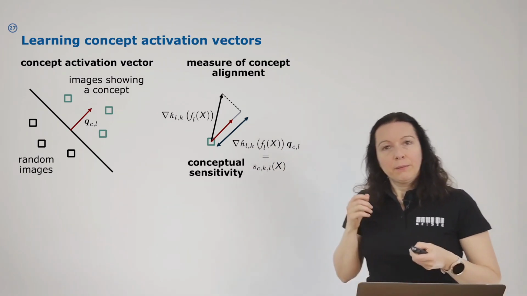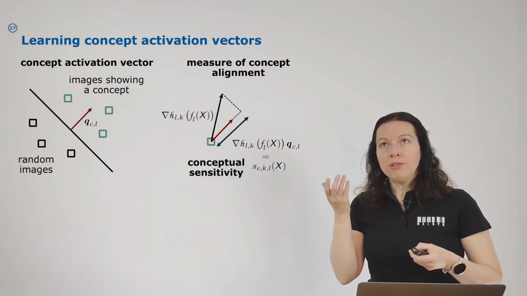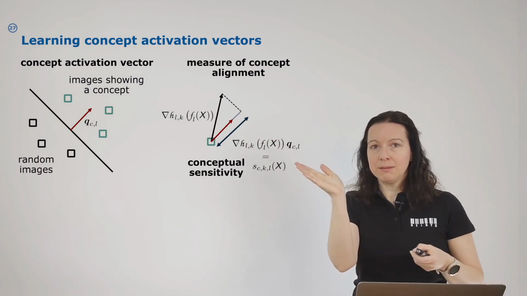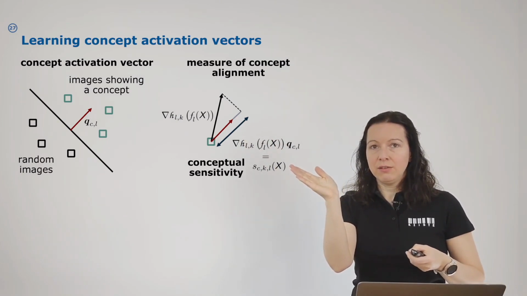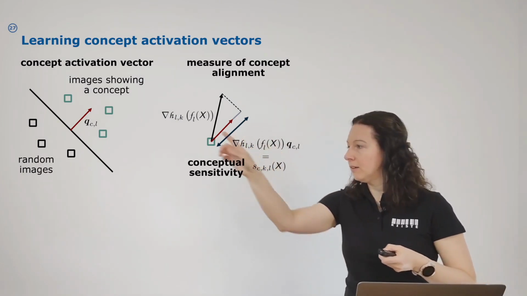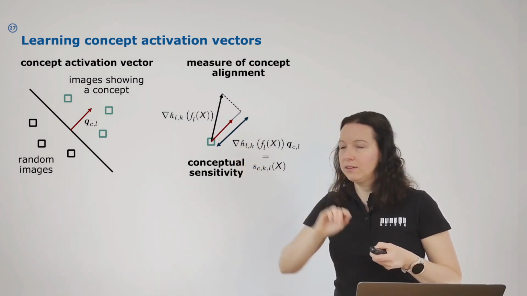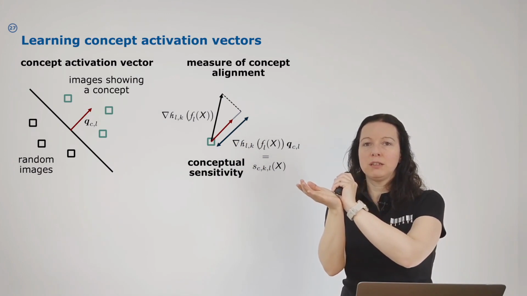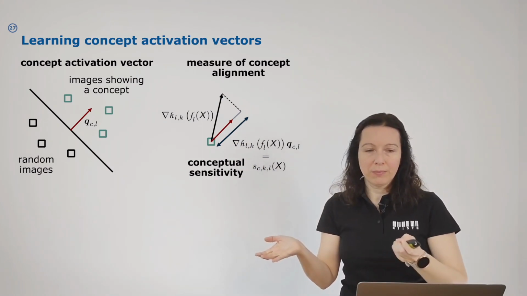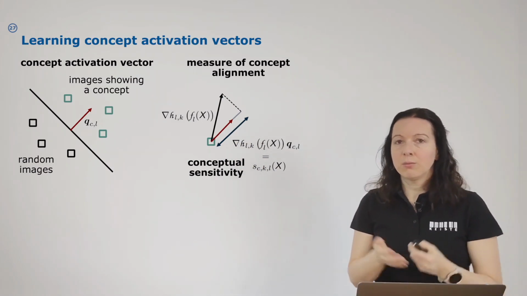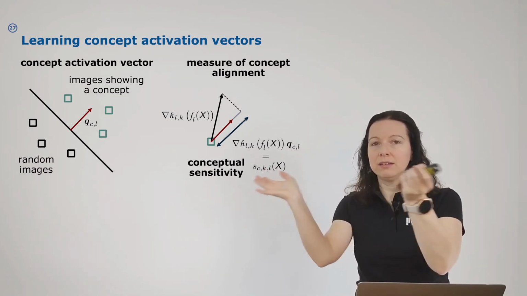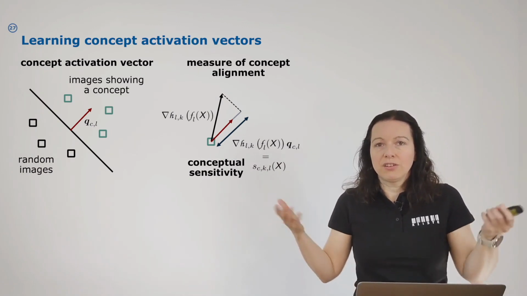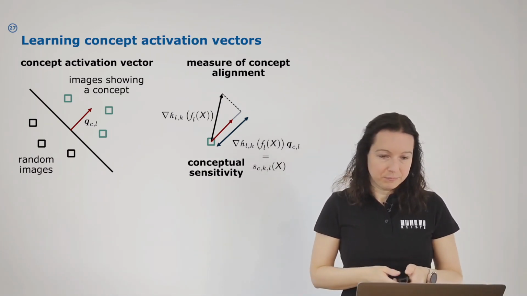And what you can also imagine is what happens if you have a concept activation vector and then you have a vector standing orthogonal to it. If you project it down you have 0. So it's not really going in a similar direction. So it's actually not related.